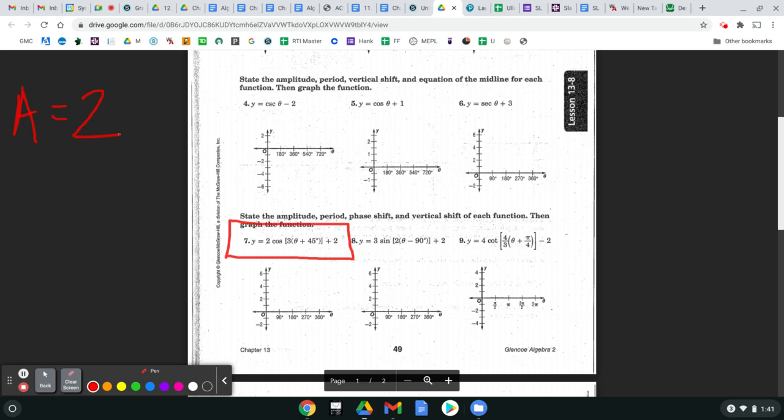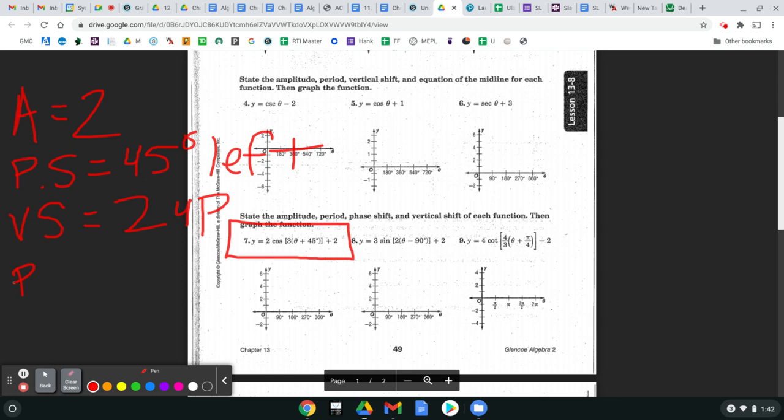Okay. The phase shift, that means, go ahead. Would be 3. Okay, good guess. The phase shift is whether or how much it's shifting to the left and the right. So this would be 45 degrees left, right? Yeah. Okay. The vertical shift, what's that, Kennedy? That's how much it goes up and down. 2. So 2 up or plus 2 would be fine for that. Okay.